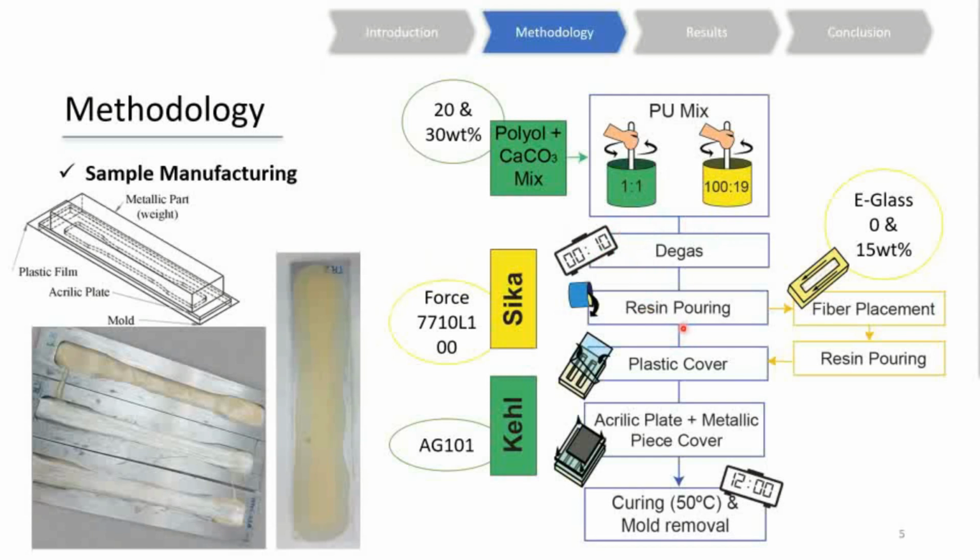During this, inside one of the Sika samples, e-glass fibers were positioned and represented 15% of the final weight. To ensure the flatness of the specimen surface, above the completely filled mold, a plastic cover, an acrylic plate, and a metallic piece were placed. And finally, the curing was done at 50 degrees, and the samples were only removed from the mold after 12 hours.